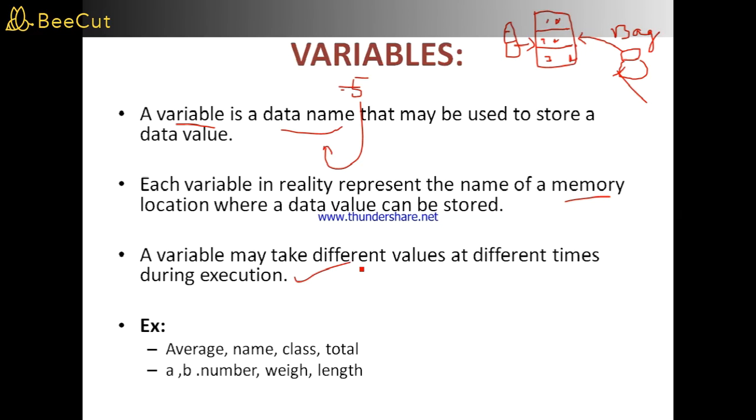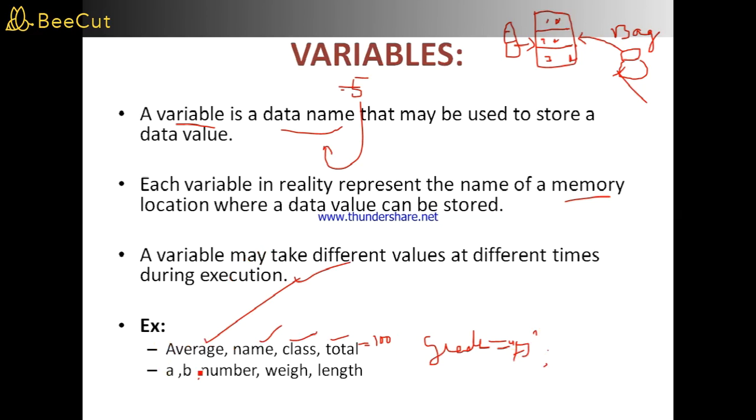So how can we represent the variable here? The representation of a variable can be like this: average. These are some examples: name, class, total. You can also represent them as a, b, number, weight, and length. They contain some values. For example, total is equal to 100. Then I will use one more variable called grade is equal to a. This is simply representing the names of the variables.